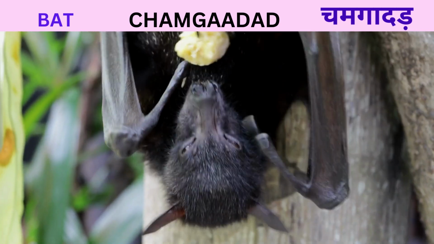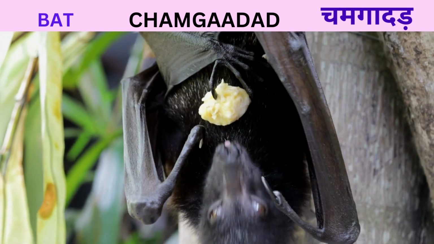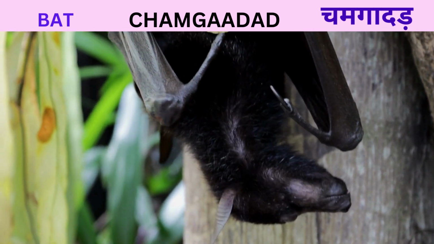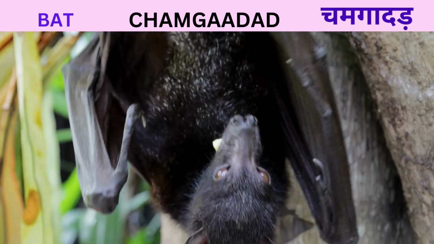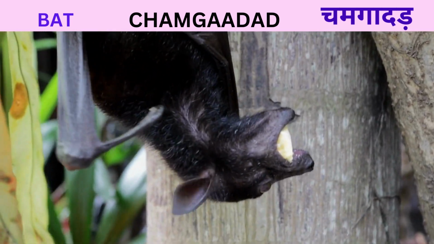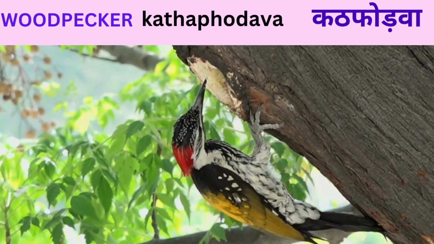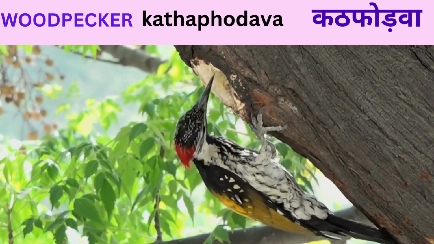So the pronunciation of D is the same as in THE, and the other is R. That is D with a thud. R. Chamgadad. Woodpecker is known as katfodwa.